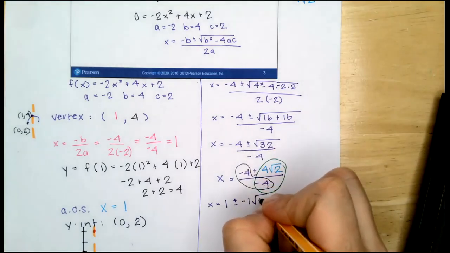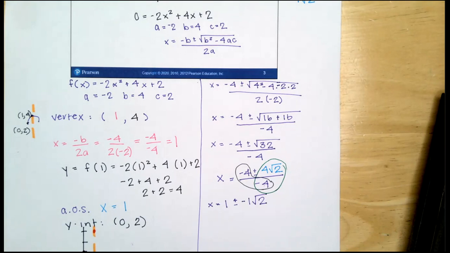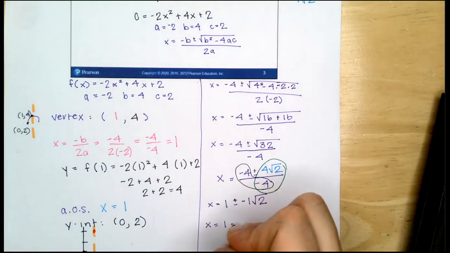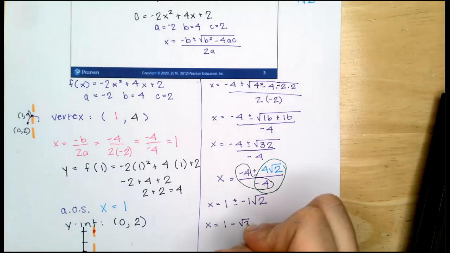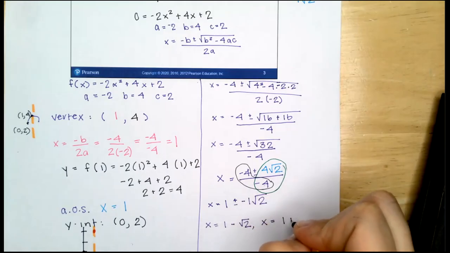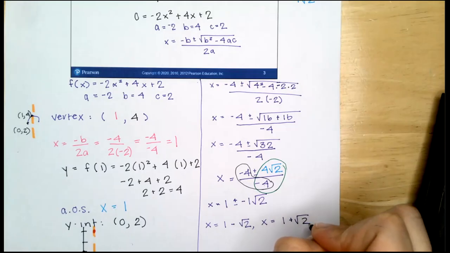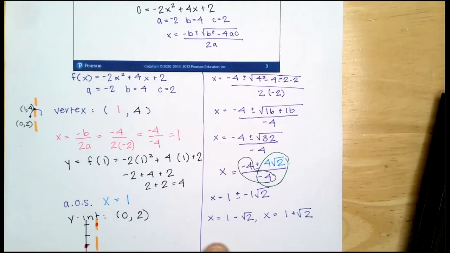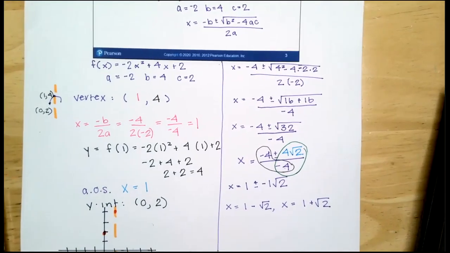-1 square root 2. Okay, so that simplified to that one, this simplified to this one. It's a negative, but it doesn't really matter because we're going to take the positive and the negative of it. So we're going to say x is 1 minus square root of 2 and x is 1 plus square root of 2. Okay, those are our x values, which I know that's terrible.